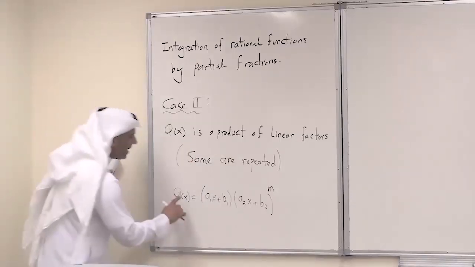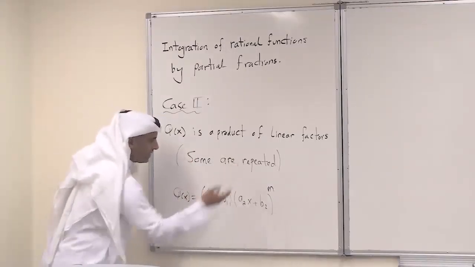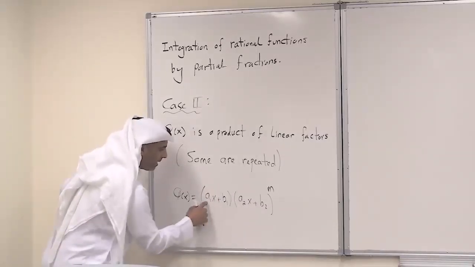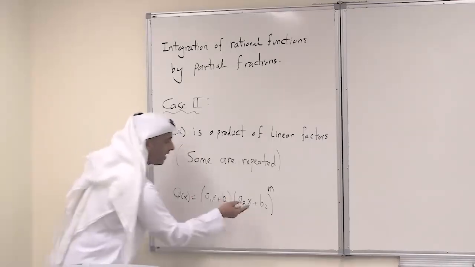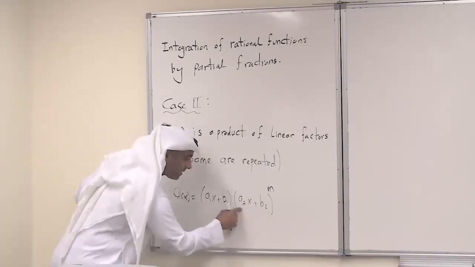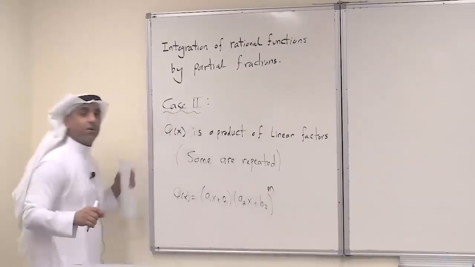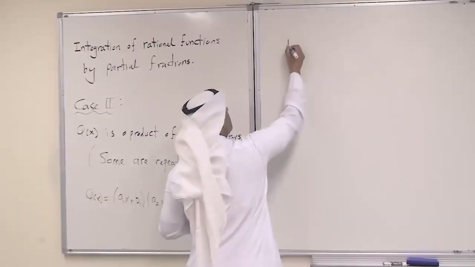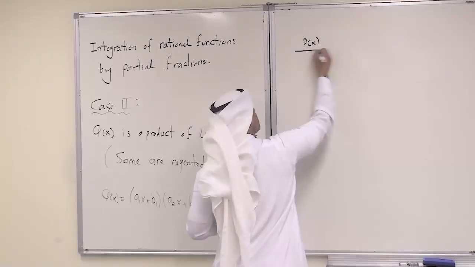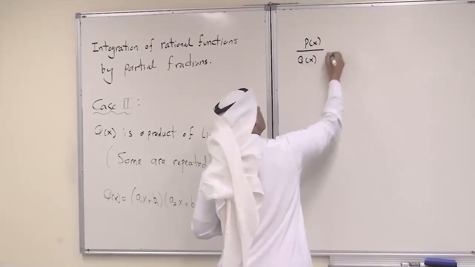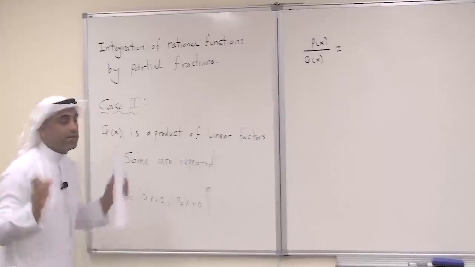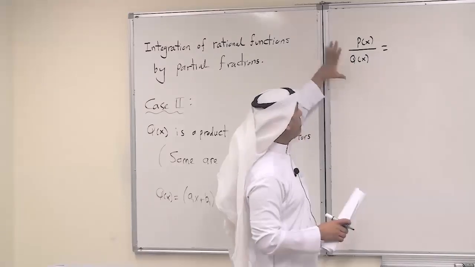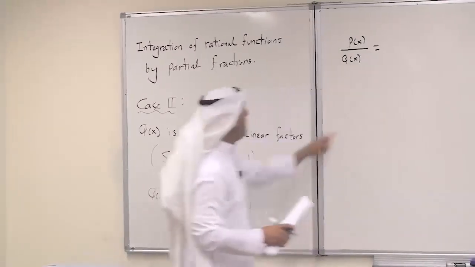As an example, take Q of x to be a product of two factors. One of them is of degree 1, of multiplicity equal to 1, A1x plus B1, so it is not repeated. But the second one, A2x plus B2, which is linear, yes, but it is of multiplicity equal to m. What will be the form of the partial fraction? Our rational function is P of x over Q of x. We said always that we need to make sure that the degree of P is less than the degree of Q. Assume this is happening here and Q of x has exactly this shape.